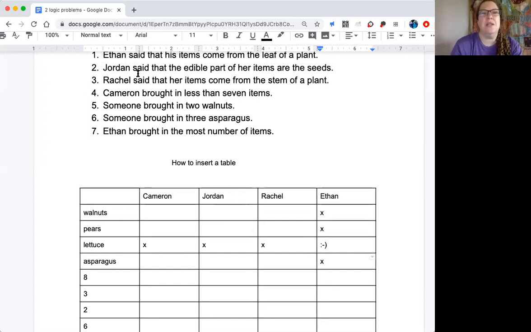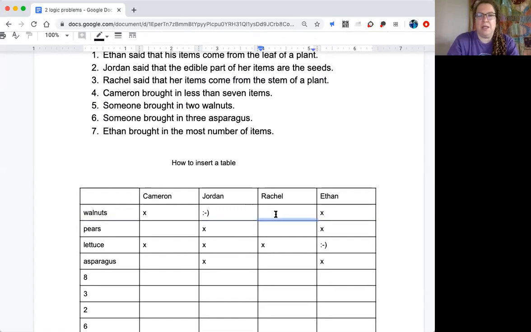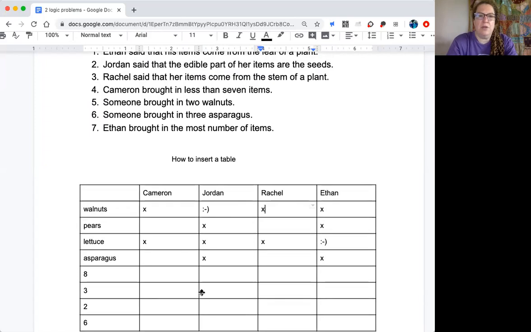Number 2, Jordan said that the edible part of her items are the seeds. Okay, asparagus seeds, no, pear seeds, oh, walnuts. Ding, ding, ding. Cross out Jordan, cross out walnuts. Anything that's left for walnuts, leave the number the same because we haven't learned about the numbers yet.